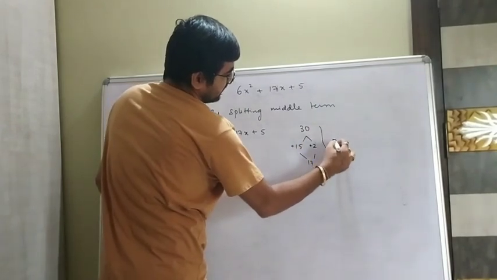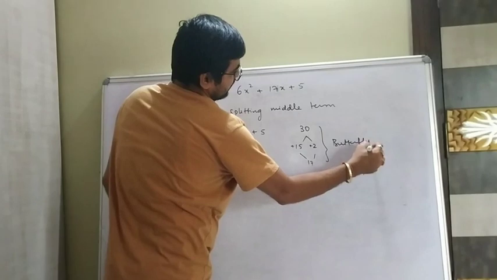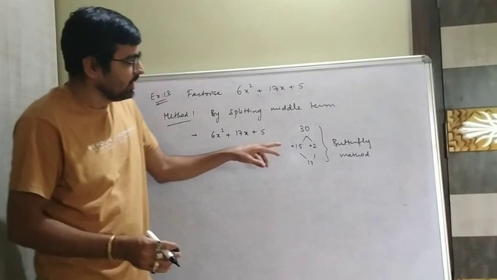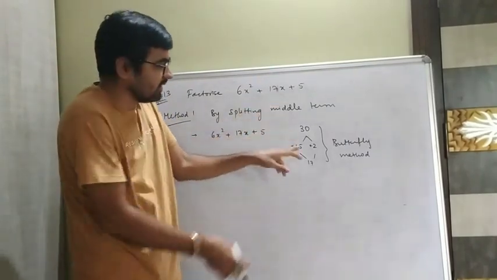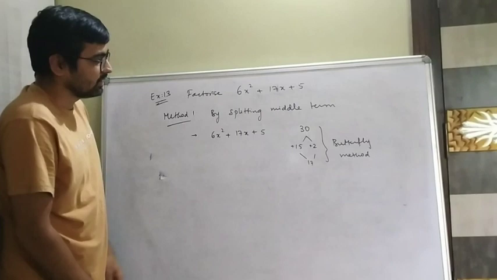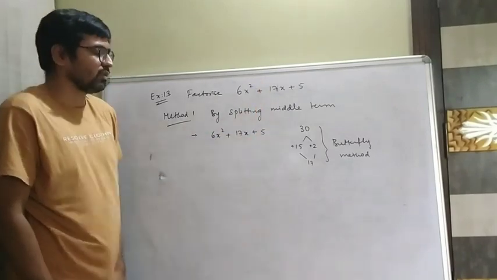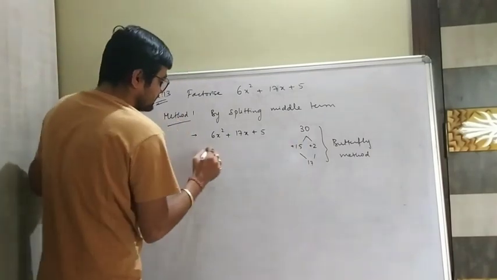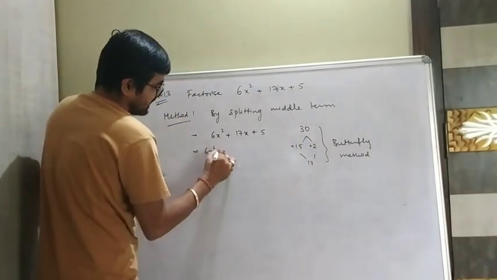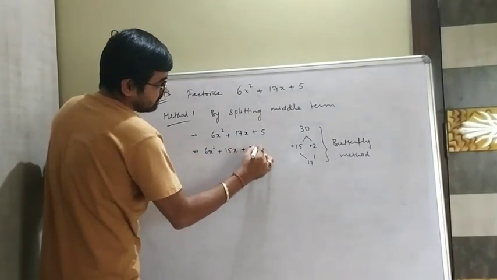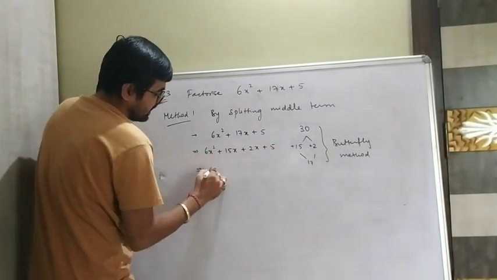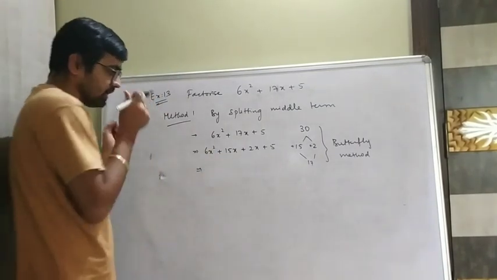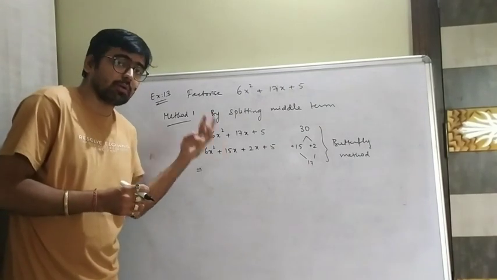This is called the butterfly method. It's not something given in your book. I'm just giving it to you to remember. You can say this looks like a butterfly, isn't it? That's why I call it the butterfly method. But it's not a real name. This is just from my side, just to make it easy for us to remember. So this is how we can split 17. So I can write 6x square plus 15x plus 2x plus 5. I can take not 6 common, but if I see these two terms, both of them are multiples of 3.